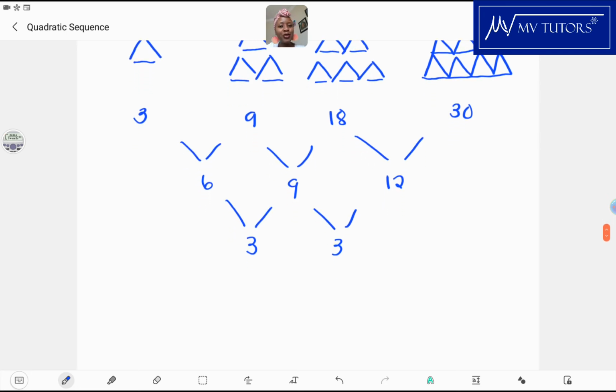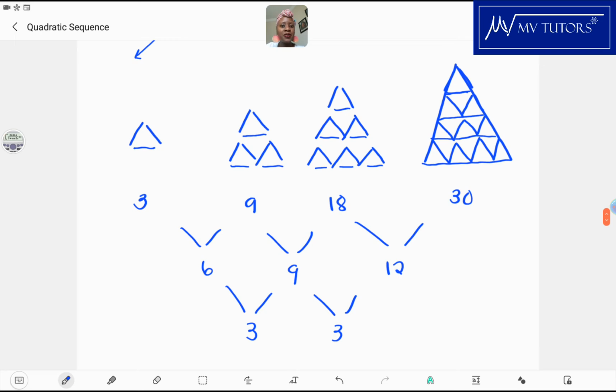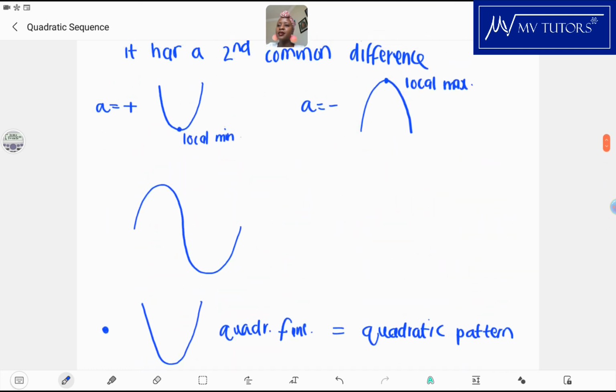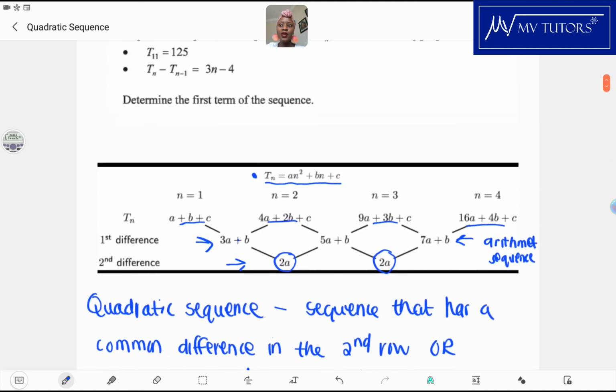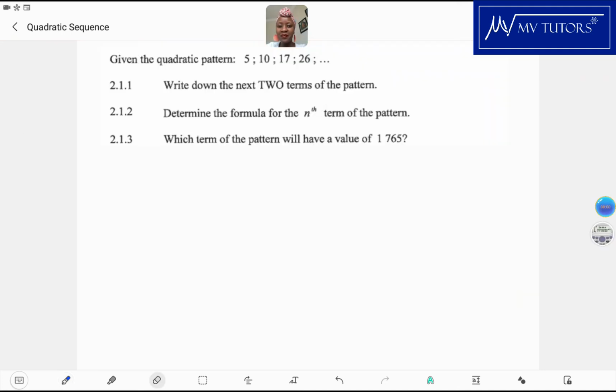But let's go back to the question. That is pretty much it, the theory part, that is. As I said, there is no series, so there won't be any sigma notation. You won't have any sum term formula or anything like that. So let's just go to the questions. Let us have a look at the first question.